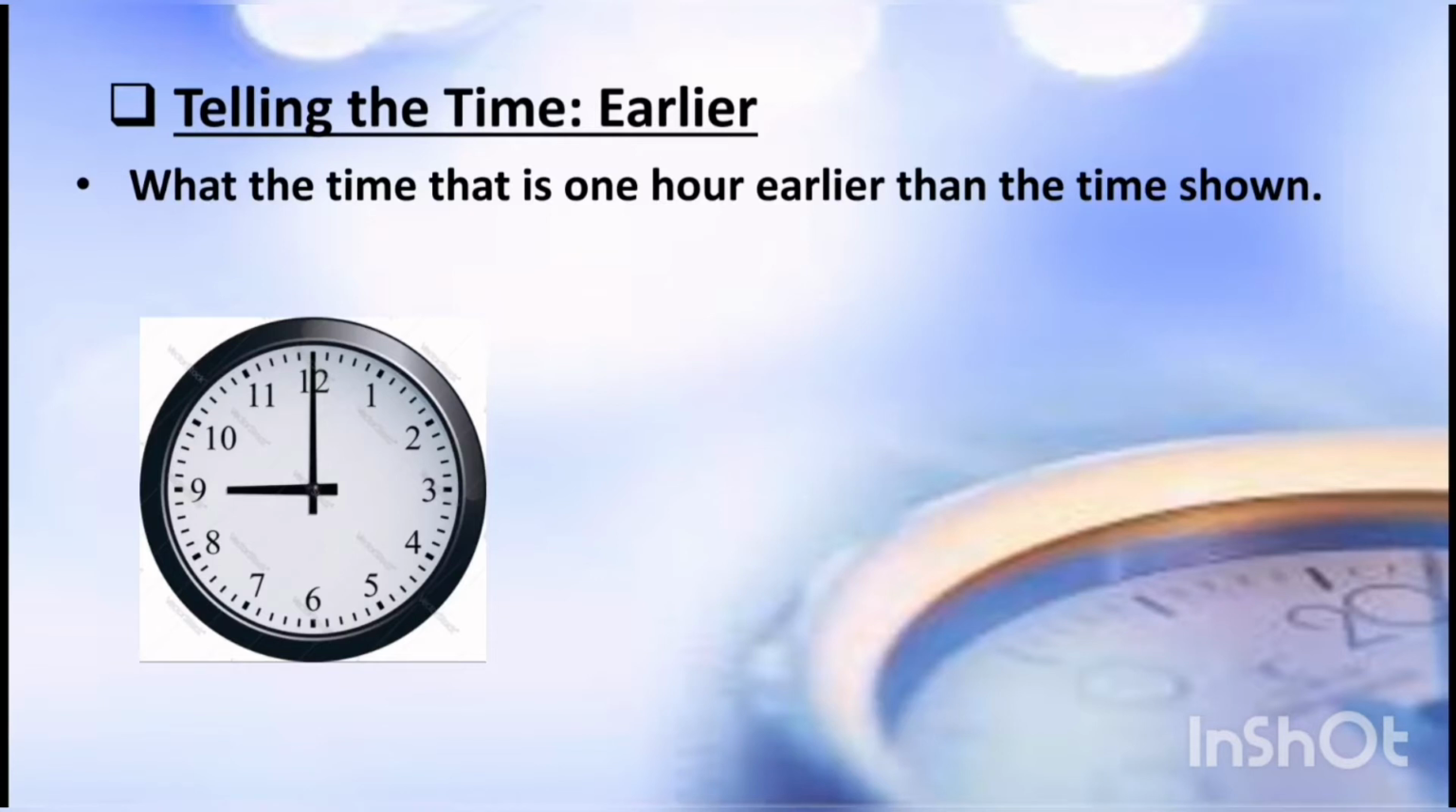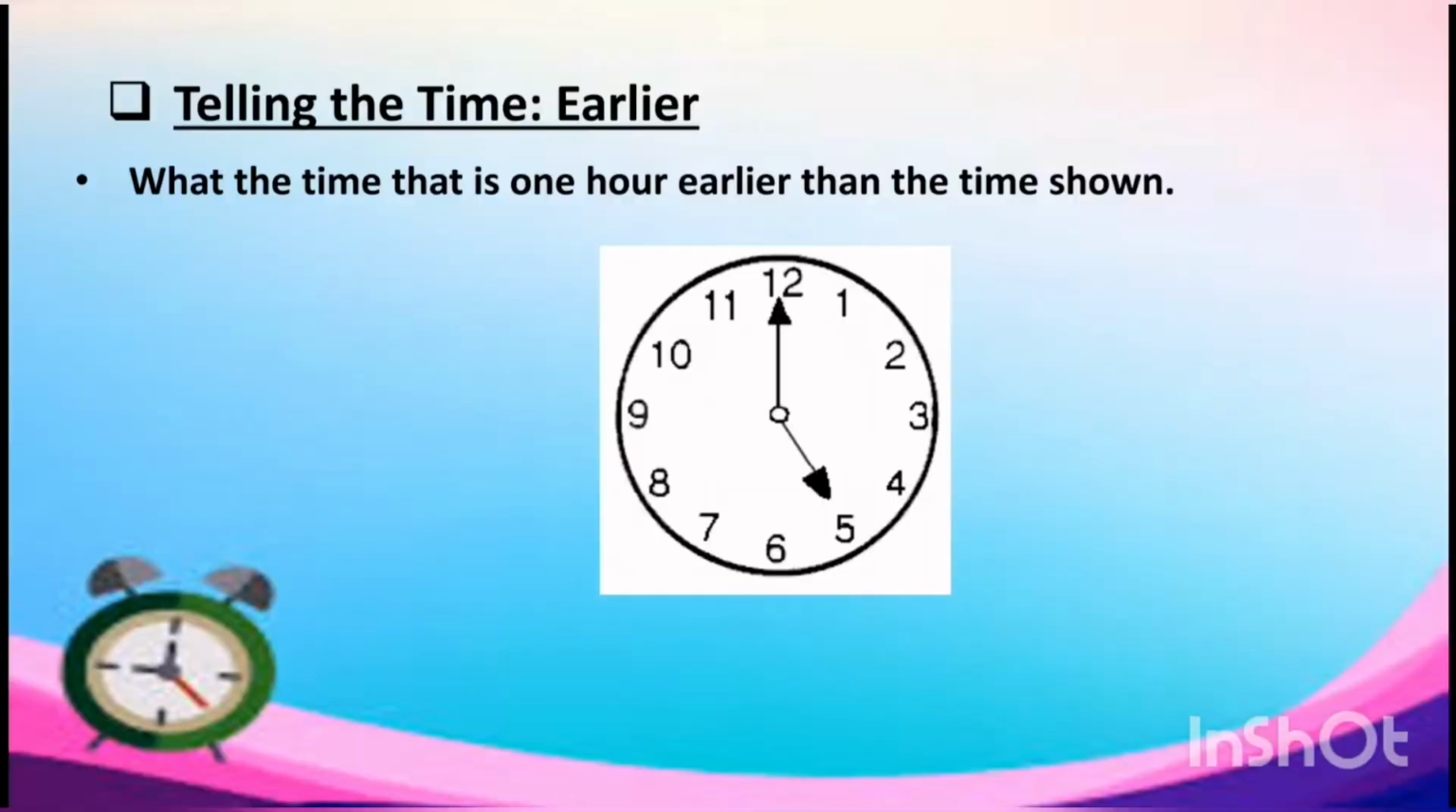The question is, what is the time that is 1 hour earlier than the time shown? Now you will look at the clock carefully. It is 9 o'clock. So 1 hour earlier, what will it be? Earlier means 1 hour before. So 1 hour before, it will be 8 o'clock. So earlier means before. So 1 hour before 9 o'clock, it will be 8 o'clock. Now there is 5 o'clock. So 1 hour earlier, 1 hour before, it will be 4 o'clock.